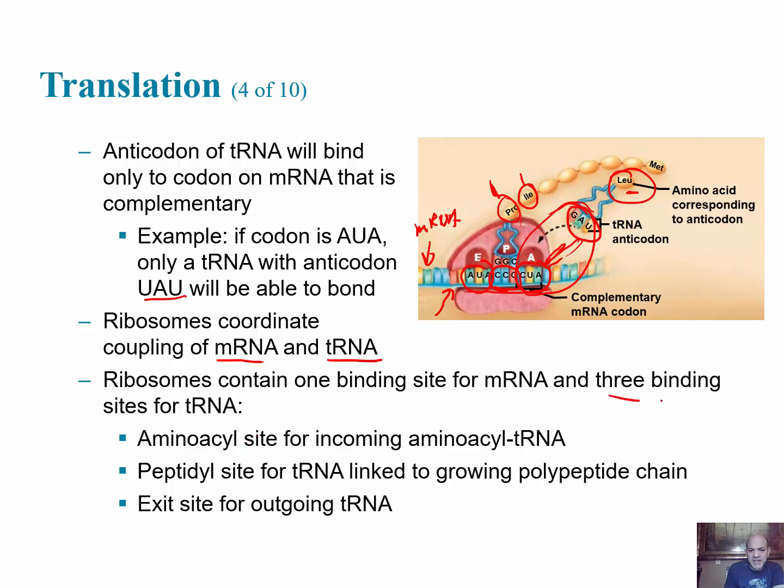And then it's going to have three binding sites for tRNAs. One is the aminoacyl site, which is the A in the diagram here on the right. And then the other is the peptidyl site, which is the P, the middle site. And it's called that because that's where we have our growing polypeptide chain. So P for peptidyl site. The A, by the way, for the aminoacyl tRNA coming in. And then E, which is the last one there, is going to be the exit site. And that's where a tRNA that's already given up its amino acid to the growing chain is going to exit out from there.